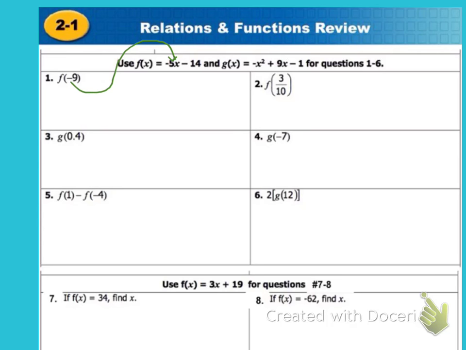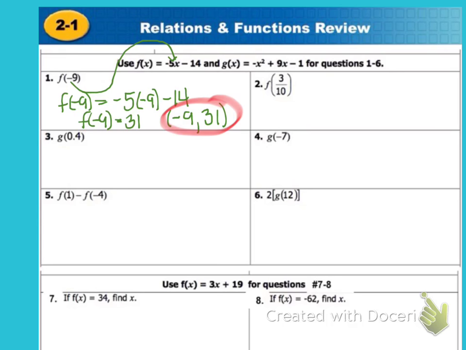So f of negative 9 means I'm going to take this negative 9, and wherever I see an x, like right here, I'm going to plug in negative 9, and I'm going to find the value, which will then give me that ordered pair. So let's see what we get. Negative 5 times negative 9 is positive 45, and positive 45 minus 14 is 31. So my output is 31, and so f of negative 9 equals 31, or the ordered pair negative 9, 31.